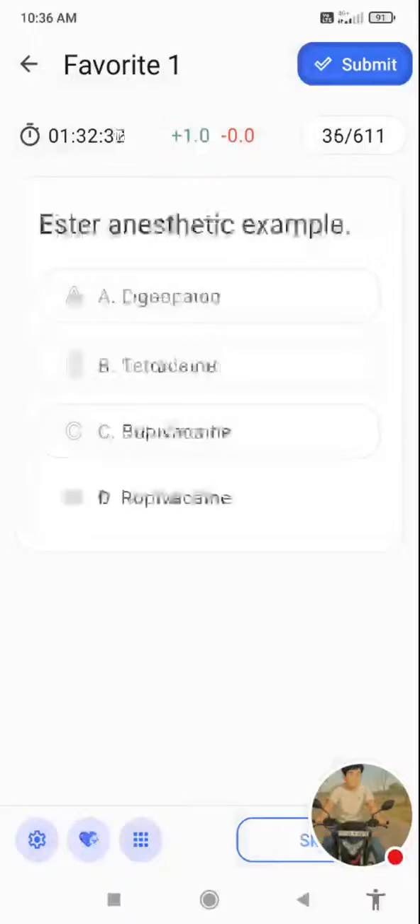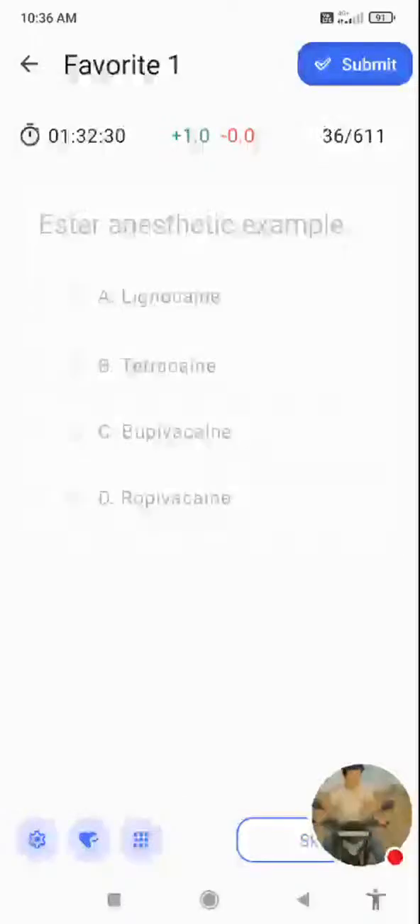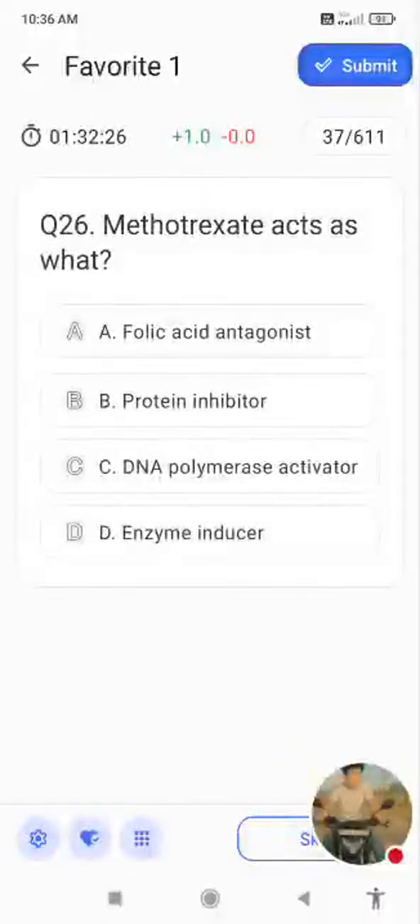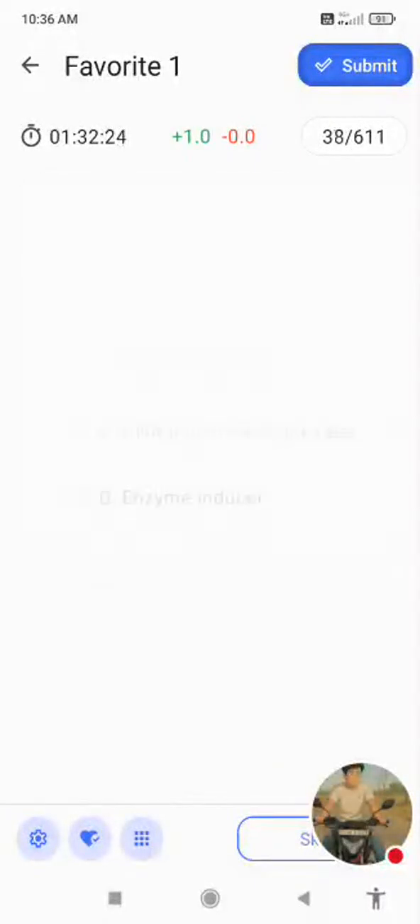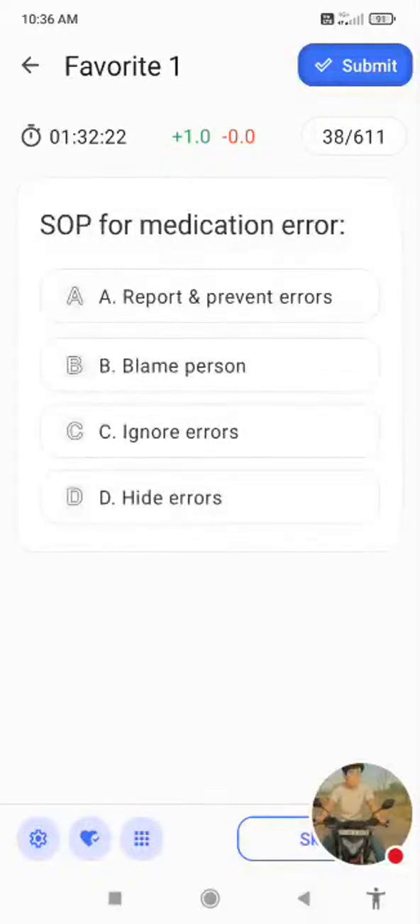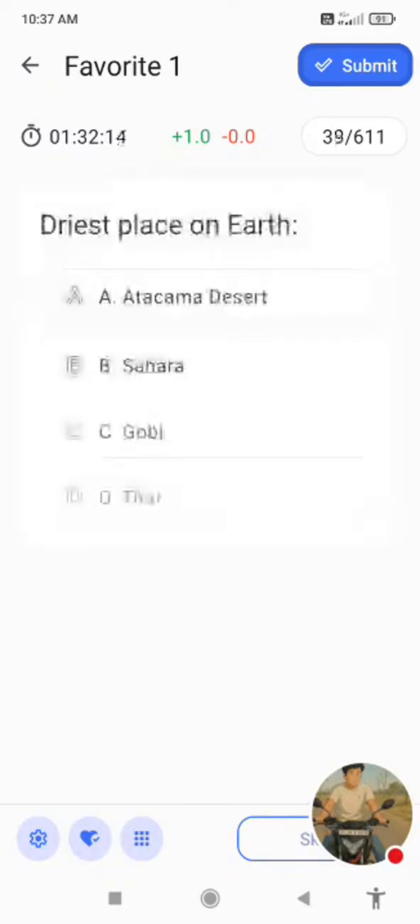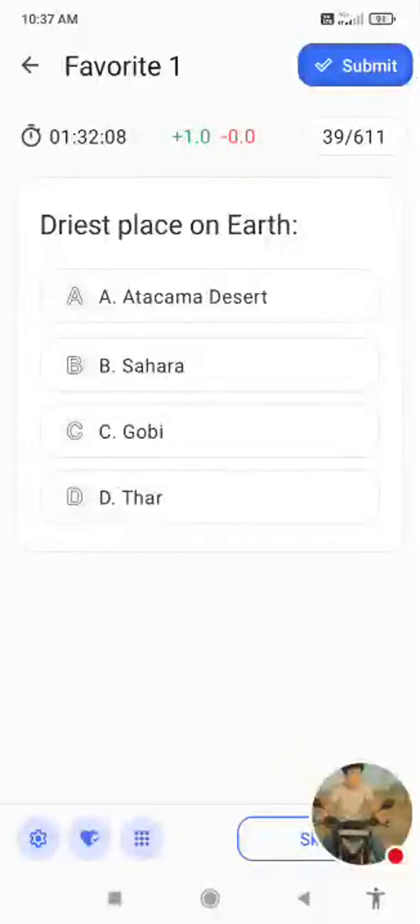Ester anesthetic example, tetracycline. Methotrexate acts as a folic acid antagonist. SOP for medication error: report and prevent error. Driest place on earth: Atacama Desert.